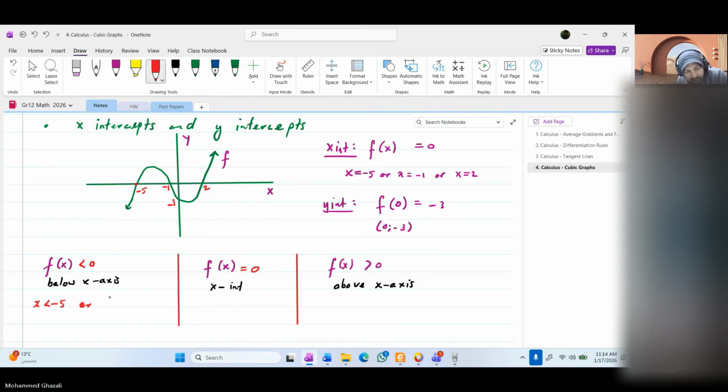So between -1 and 2, like this, right? Or you can write it in interval notation with round brackets. It depends on what's given here. If that was included, then all of these will be included.